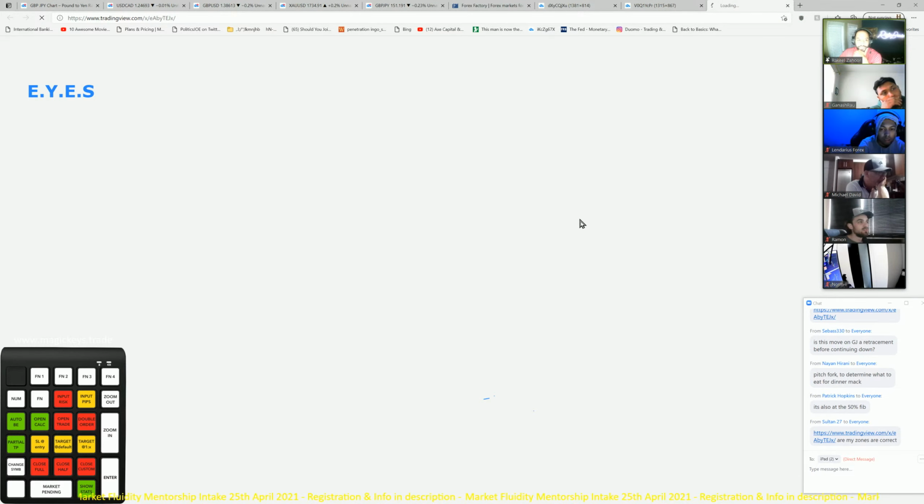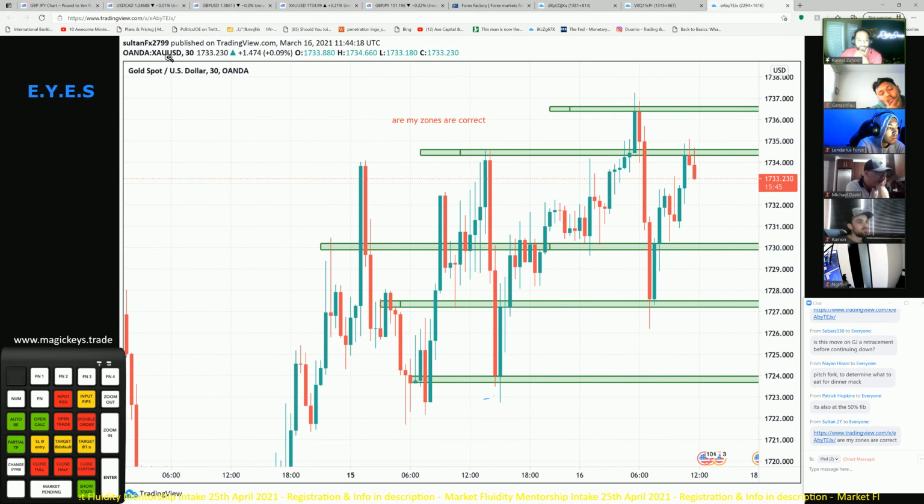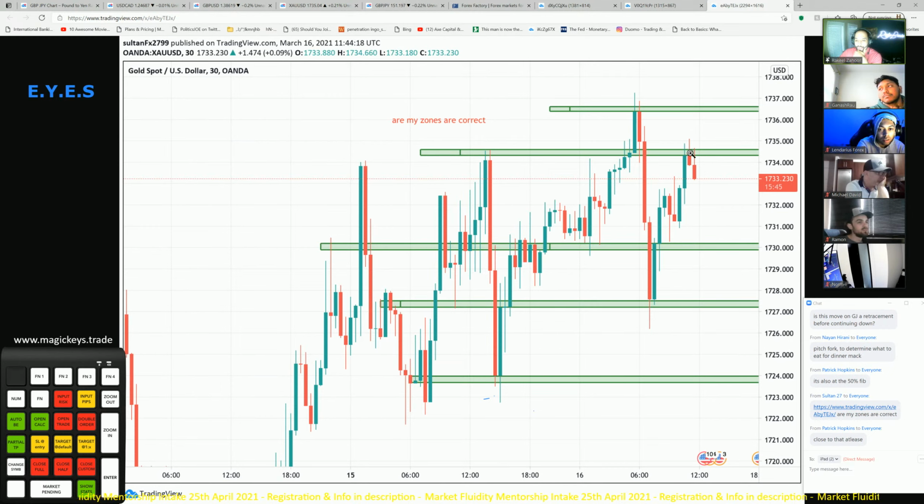All right, let's take a look at this chart over here. This is gold, 30-minute chart. Resistance is there, solid, perfect. Your resistance is there again, solid. And then you got another one right down over here. This looks solid, it's pretty good. It's pretty good at this point.